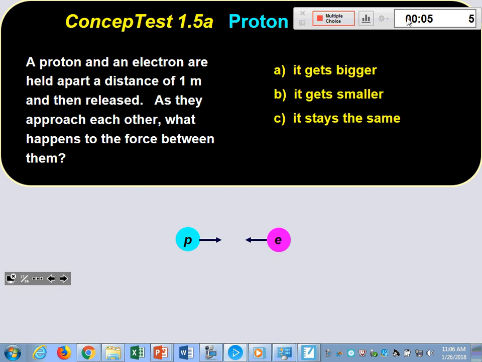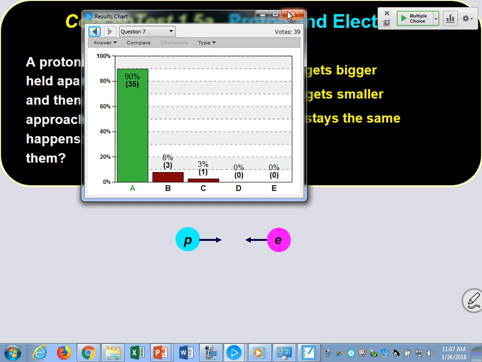What happens to the force between this proton and electron as they move closer together? All right, let's stop at 40 seconds. 40? Okay, good. A is right.